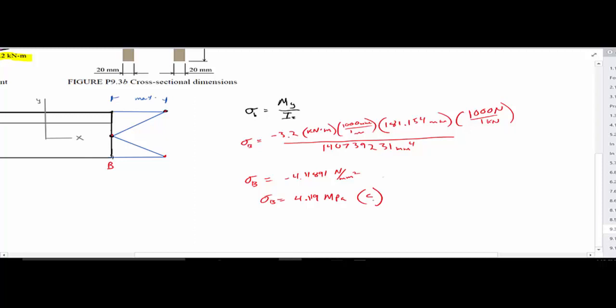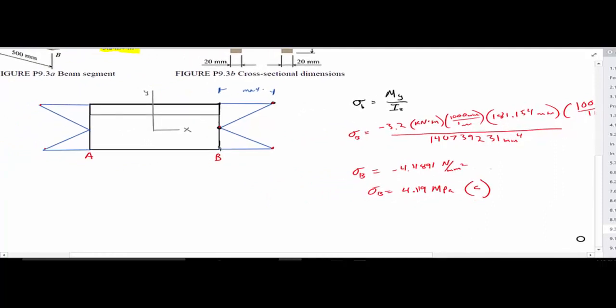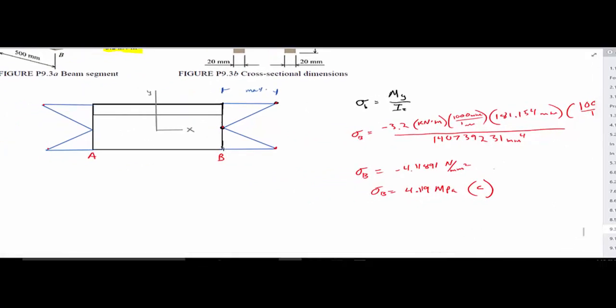Okay, so do this again 3 more times to get the values at each end. And I'll just give you the values now. This is all in megapascals, so this is 4.119. Up here is 2.702. Here is 4.898, and here is 7.466.